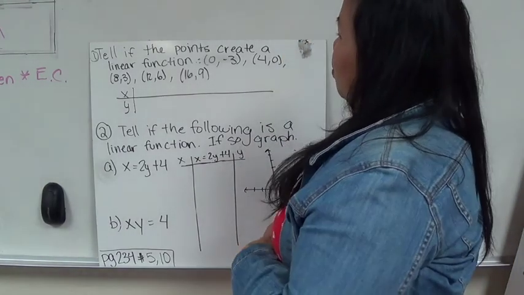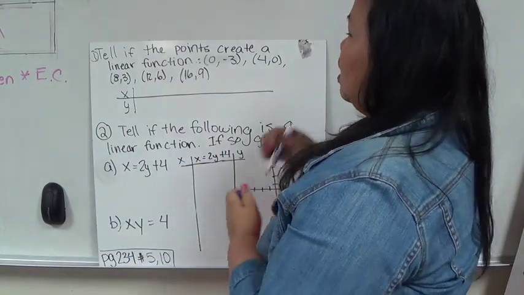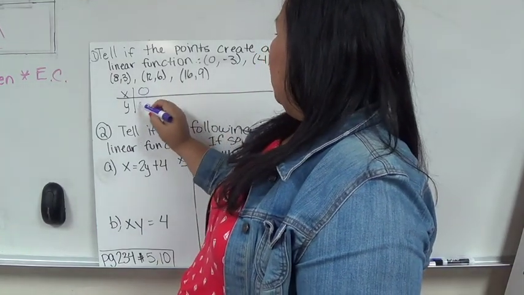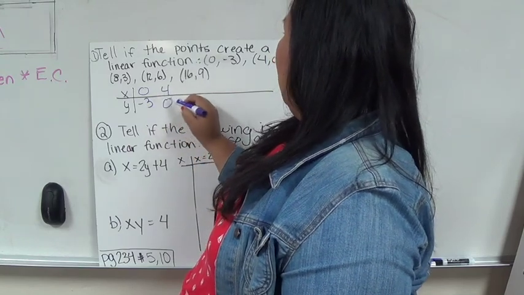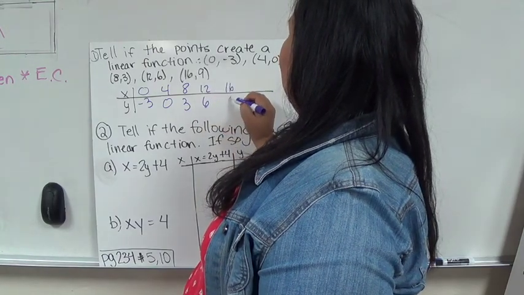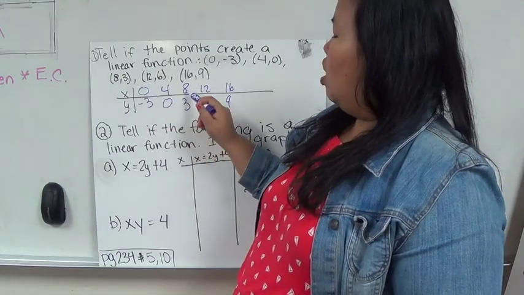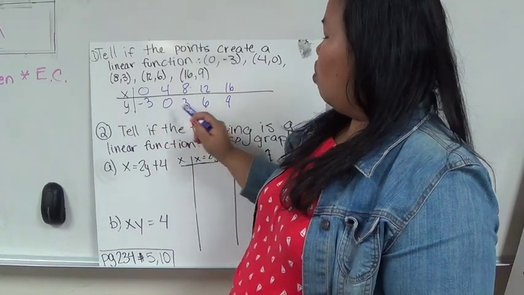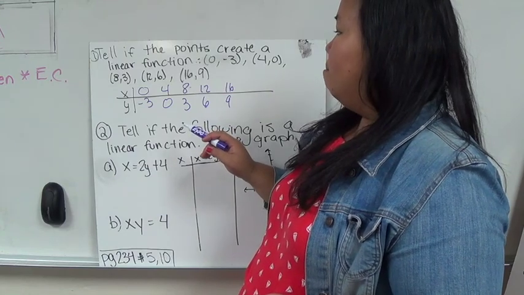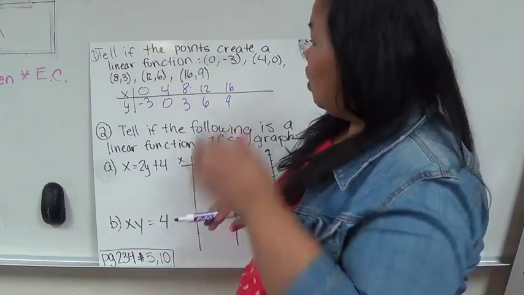Number 1 says to tell if the points create a linear function: (0, -3), (4, 0), (8, 3), (12, 6), (16, 9). I'm going to list all the x's and then list all the y's. Because there's no x that's the same number with different y's, this is a function. We have to check if it's a linear function by seeing if there is a pattern.